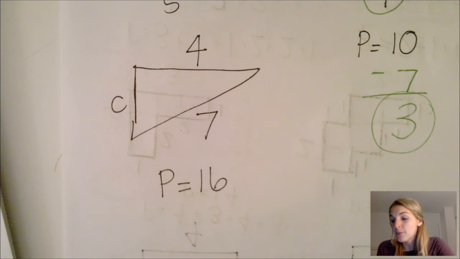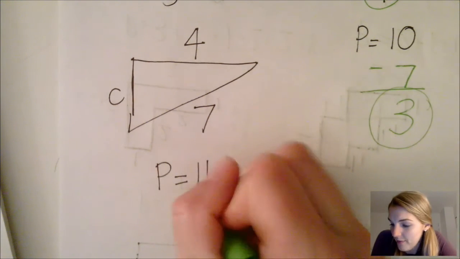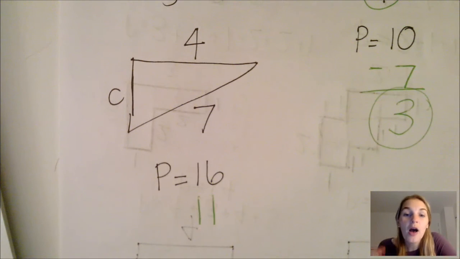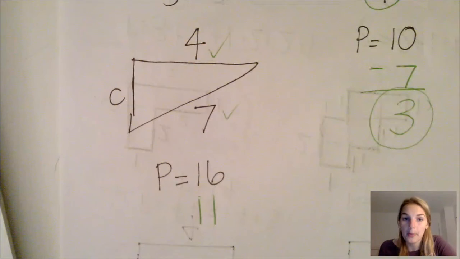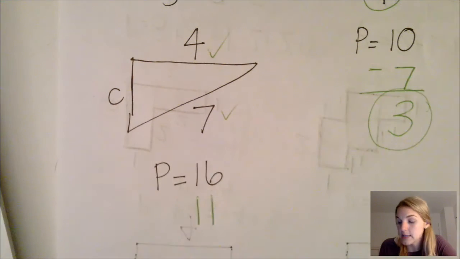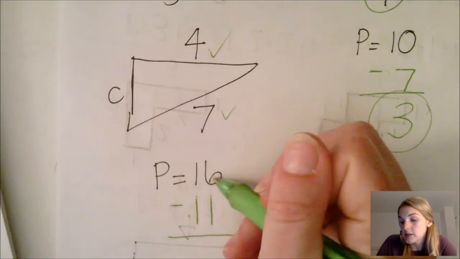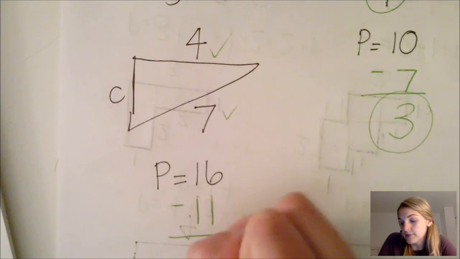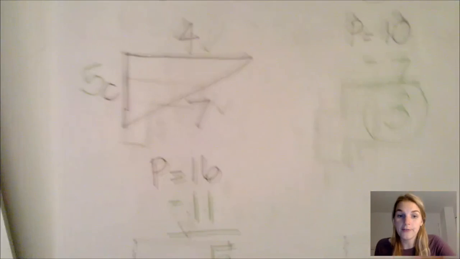So let's see, 7 plus 4: 7, 8, 9, 10, 11. So we know 11 inches or 11 feet. We know 11 of the 16 are taken care of and accounted for. So now we're trying to find the C. Let's subtract now. 16 minus 11: 6 minus 1 is 5, 1 minus 1 is 0. So that would mean that our missing side is 5.